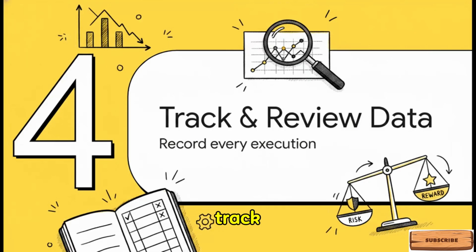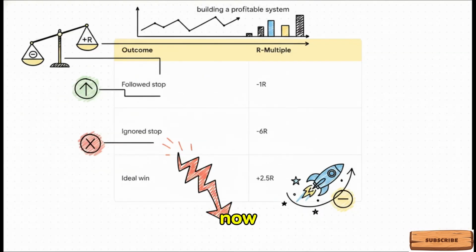Number 4, track and review data. Now, what's really interesting about this concept is how you review your data. You must track R multiples. This is a framework champion traders use to evaluate performance. The R simply stands for your initial risk.